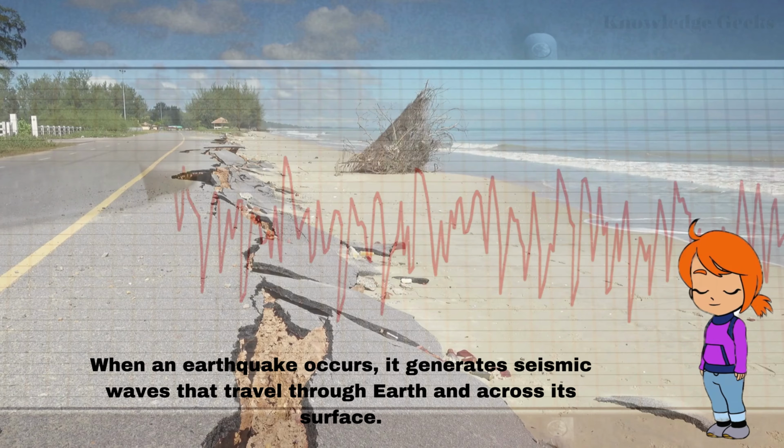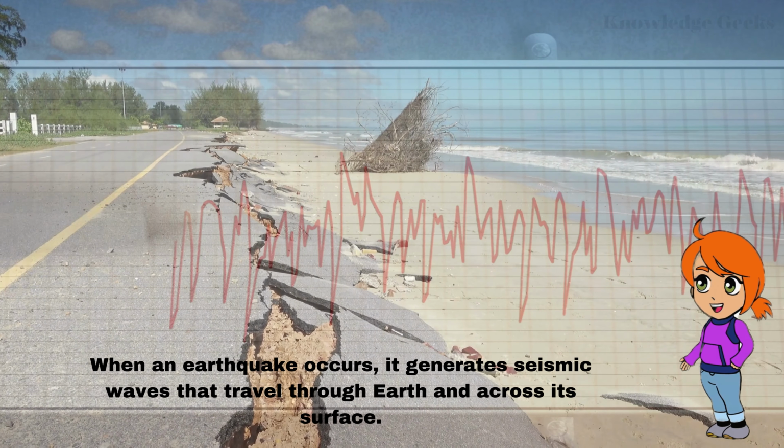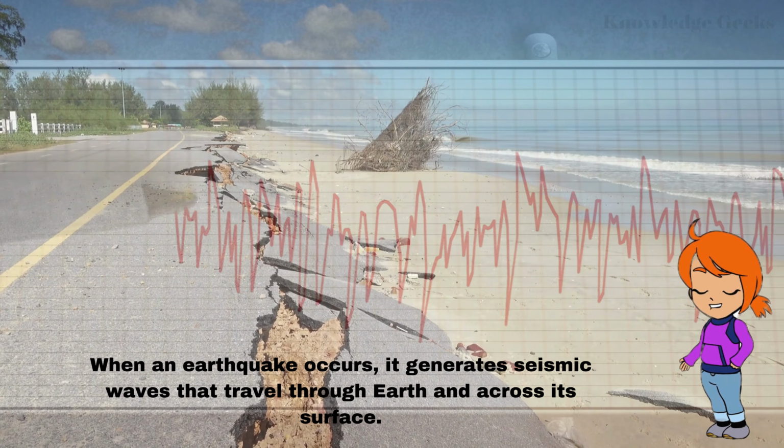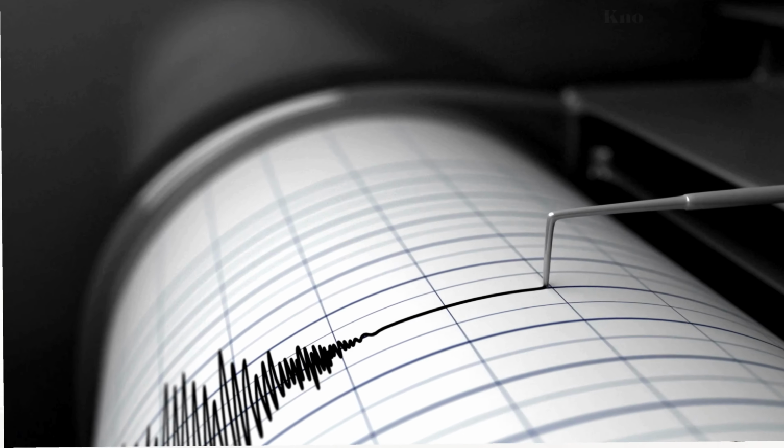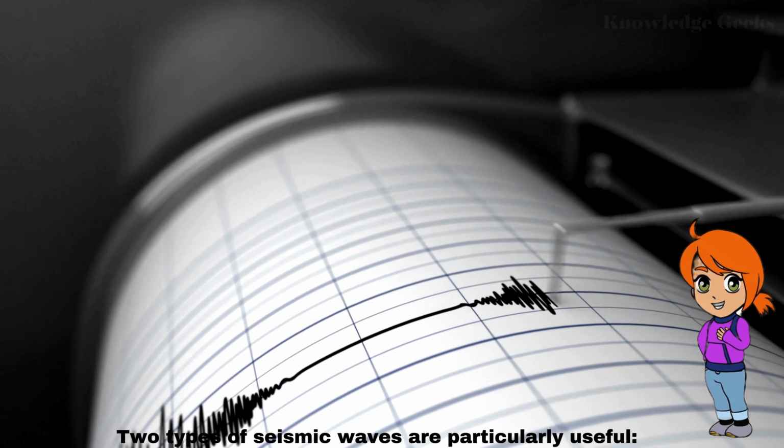Seismic waves. When an earthquake occurs, it generates seismic waves that travel through Earth and across its surface. Seismographs strategically placed around the world detect these waves. Two types of seismic waves are particularly useful.